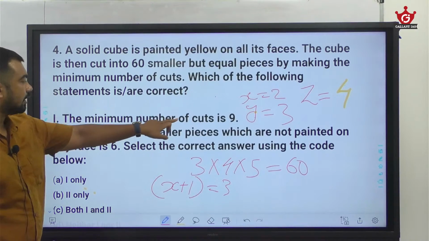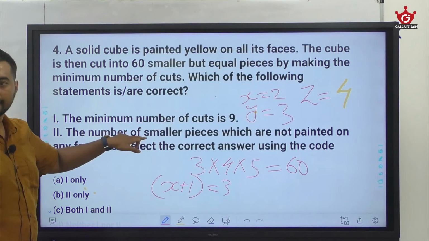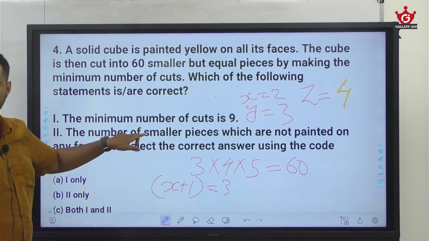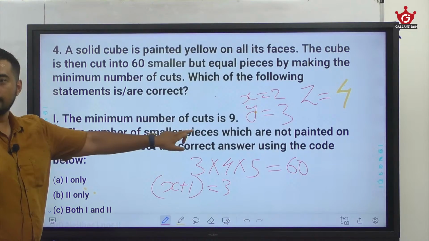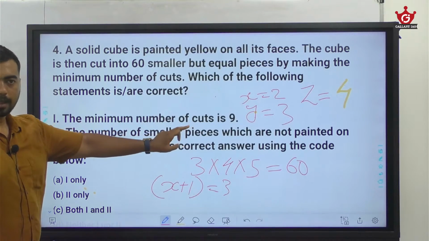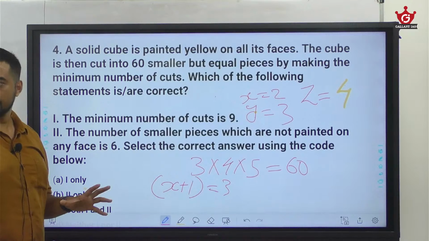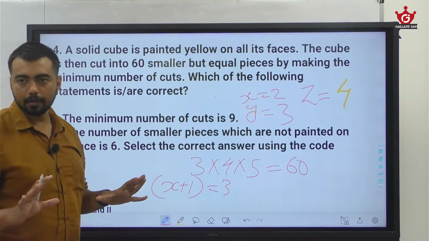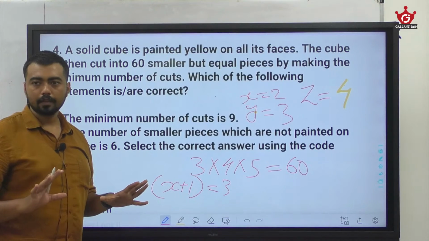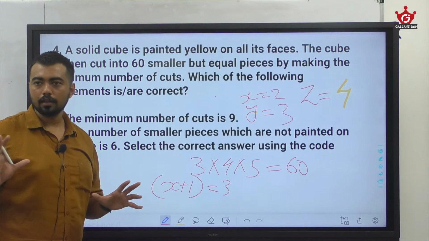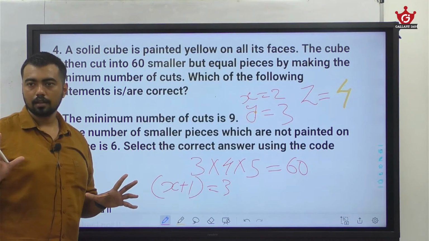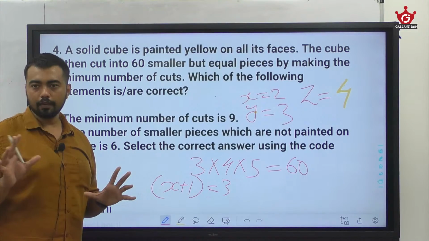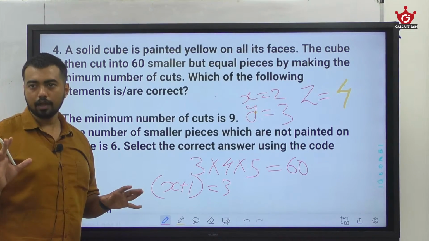So is the first assumption satisfied? The first assumption is satisfied, right? The minimum number of cuts is 9. Are you able to understand? Is there anyone with a doubt?